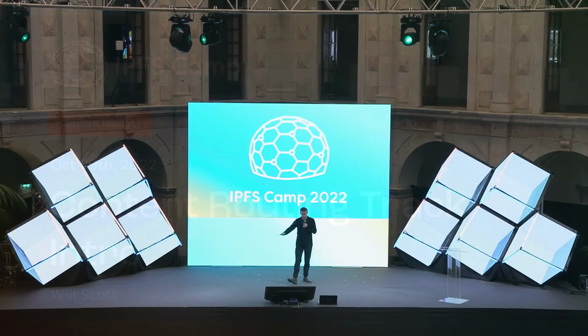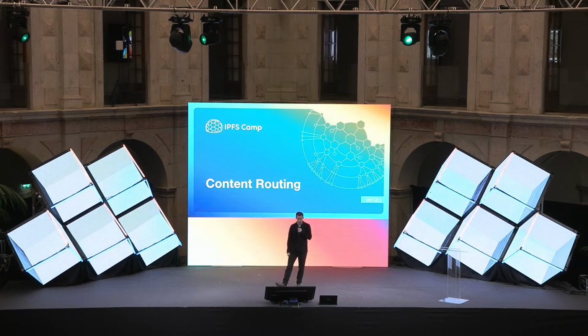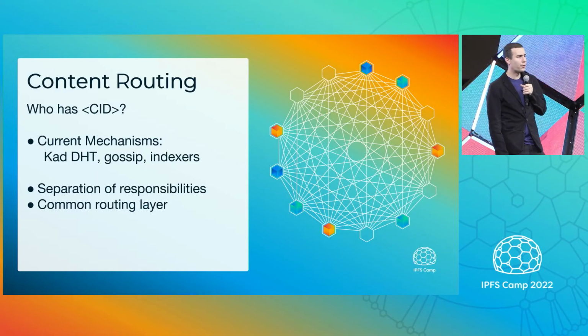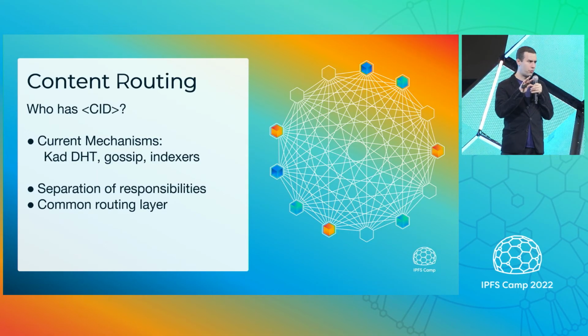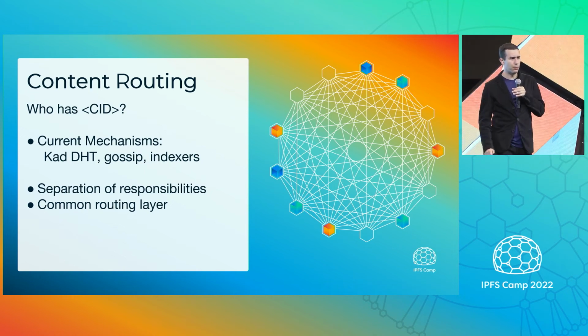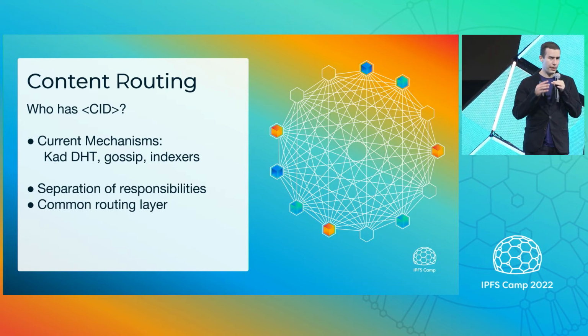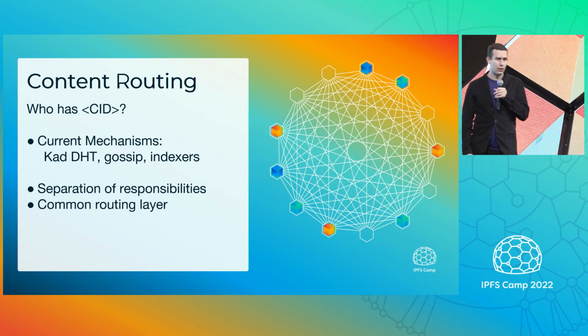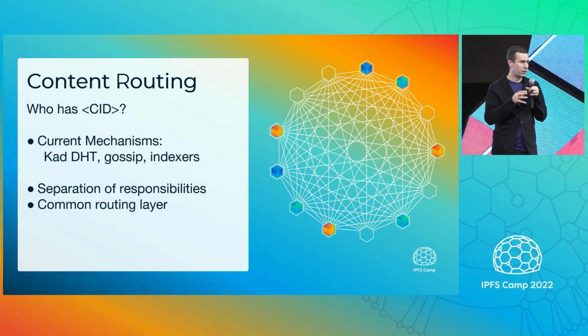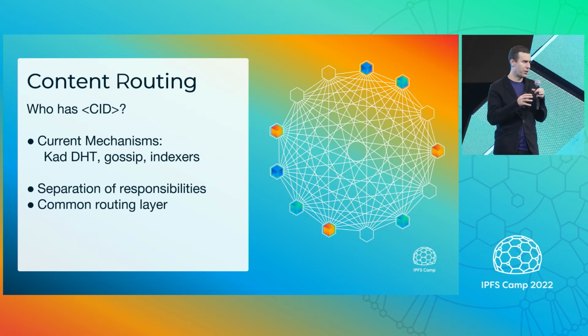Today on this stage, we're going to be talking about content routing. What is content routing? Why do we care? Content routing is the first of two logical things in breaking up the work that IPFS implementations are doing. In particular, it's answering a more tractable and concrete question of who has a given piece of content.